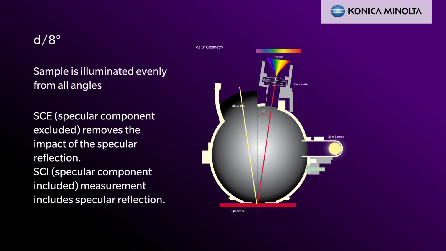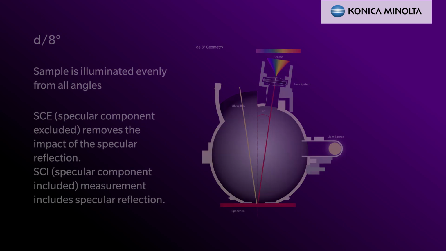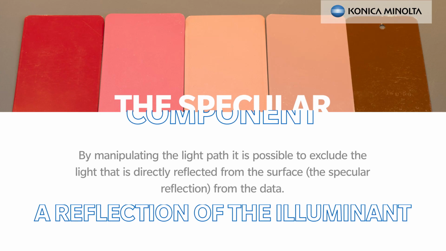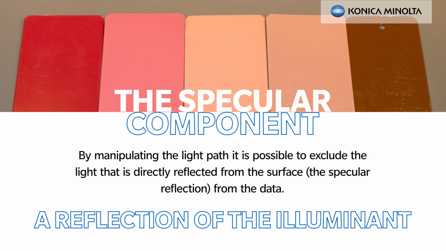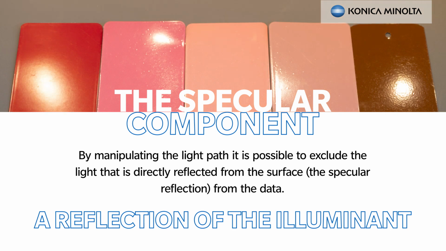This is done by including a small trap into the sphere that can be opened and closed. As this trap is also positioned at 8 degrees from the normal, but opposite of the sensor, all of the specular reflection is removed when the trap is opened. This is called SCE mode, or specular component excluded. When the trap is closed, you're measuring in SCI mode, or specular component included.